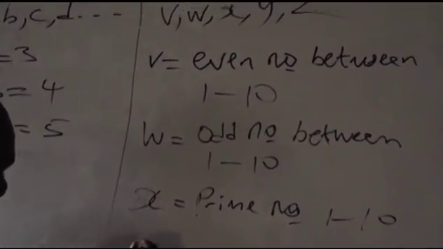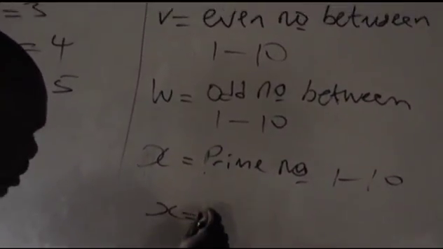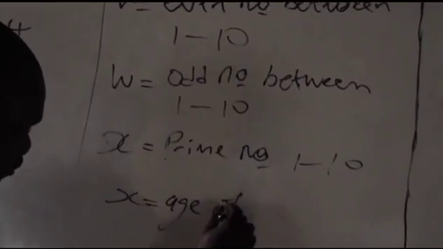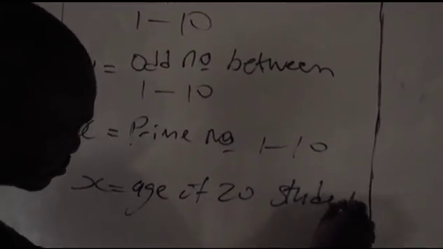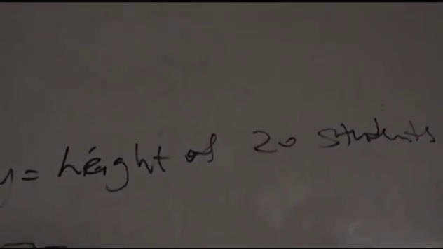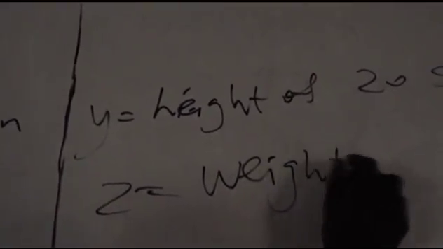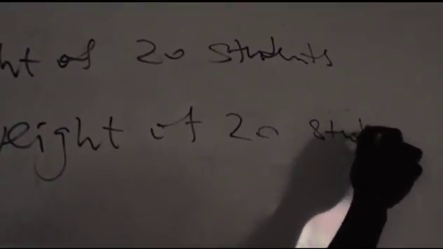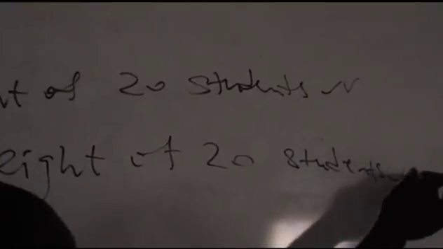Another example is X is equal to the age of 20 students in a class, whereby Y can be equal to the height of 20 students in a class, and Z can be equal to the weight of 20 students in a class. So that is the difference between constant and variable.